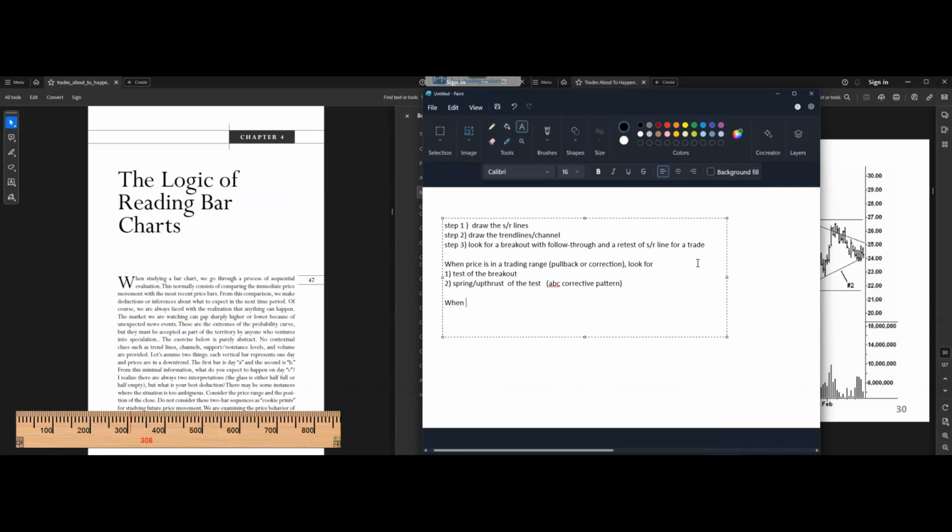And when price is trending, an apex. Why? That's why, to resolve the trading range. When price is in a trading range, look for springs and upthrusts along with apexes.